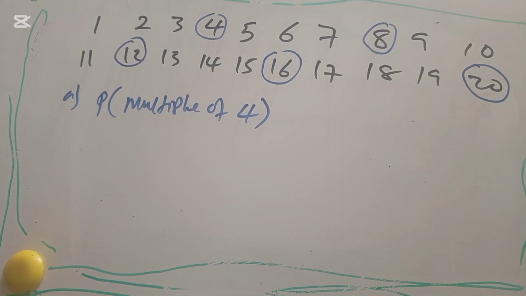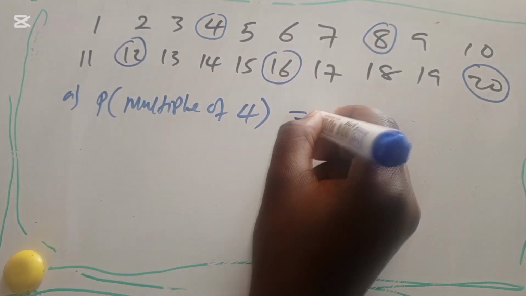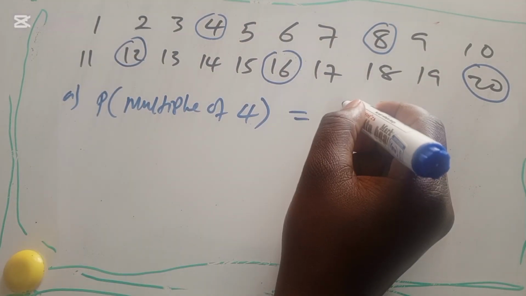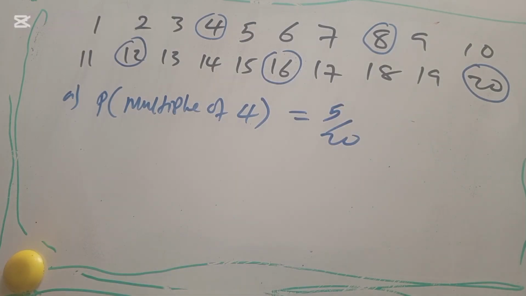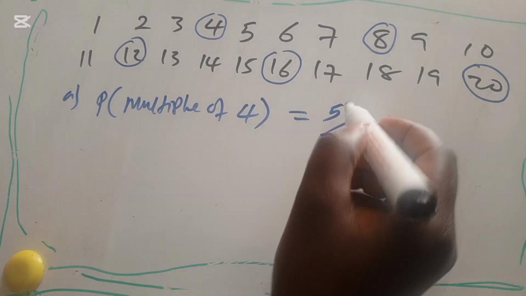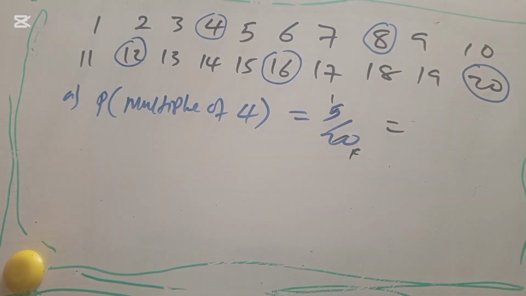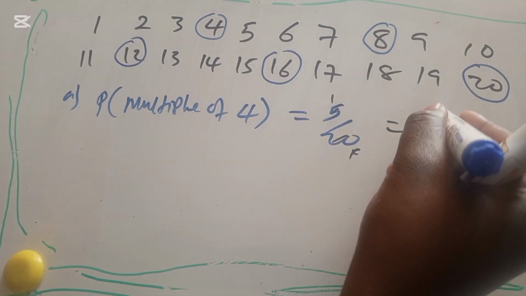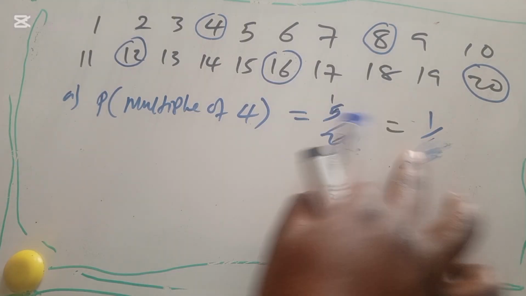So how many multiples of 4 do we have? 1, 2, 3, 4, 5. So your answer here is 5 over 20. And then you can simplify further by dividing by 5, 1 by 5, 4. So your answer is 1 over 4. Your final answer, 1 over 4.